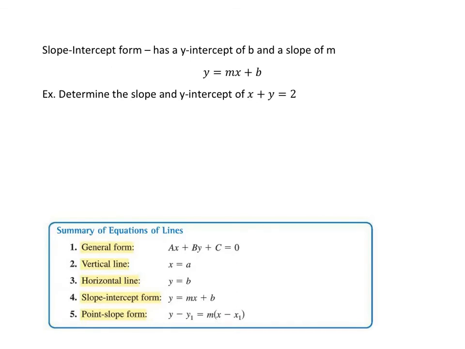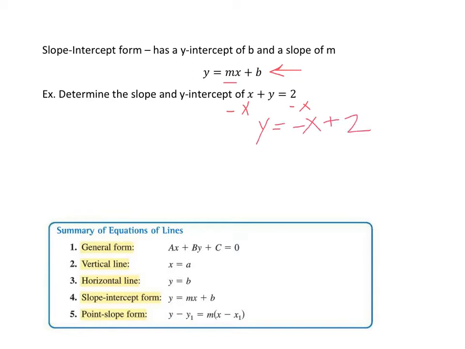Slope-intercept form is the other form you're familiar with. y equals mx plus b. m is your slope, b is your y-intercept. Determine the slope and y-intercept of this line. Well, first I have to get it into this form. So I'm going to subtract an x. So I get y equals negative x plus 2.